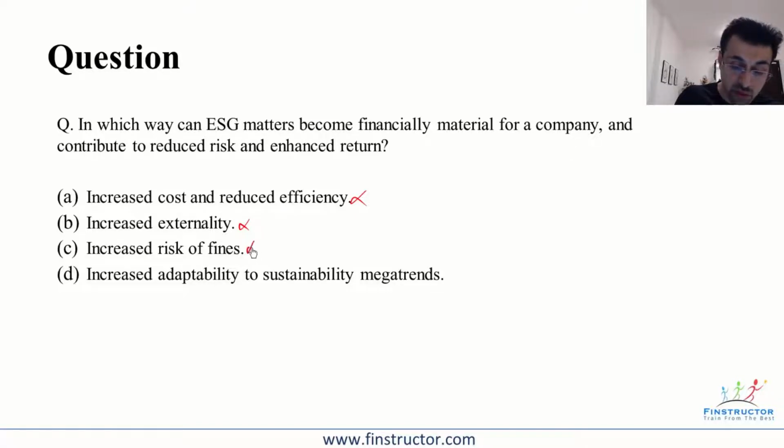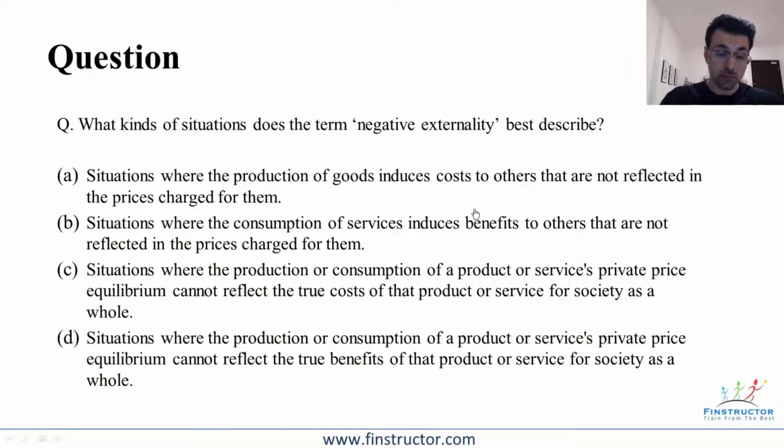Increased risk of fines? Now there will be reduced risk of fines because of reduced externalities. Increased adaptability to sustainability, that's correct. We studied four sustainability megatrends, so if companies move towards sustainable practices, they can benefit from these megatrends.